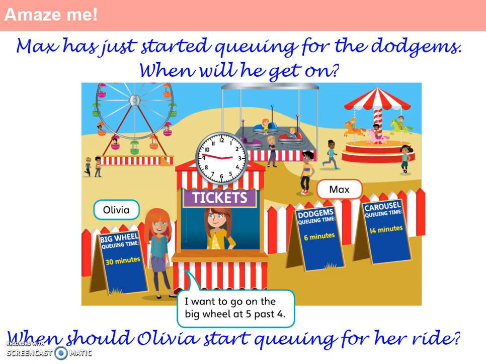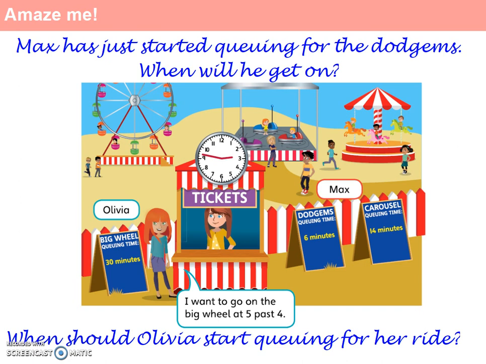And for question 1B, when should Olivia start queuing for her ride? She says, I want to go on the big wheel at 4:05. When should Olivia start queuing for her ride? Again, think about what time it is that she wants to go onto this ride. Think about the information we know about the big wheel and see whether that can help you to identify that start time.